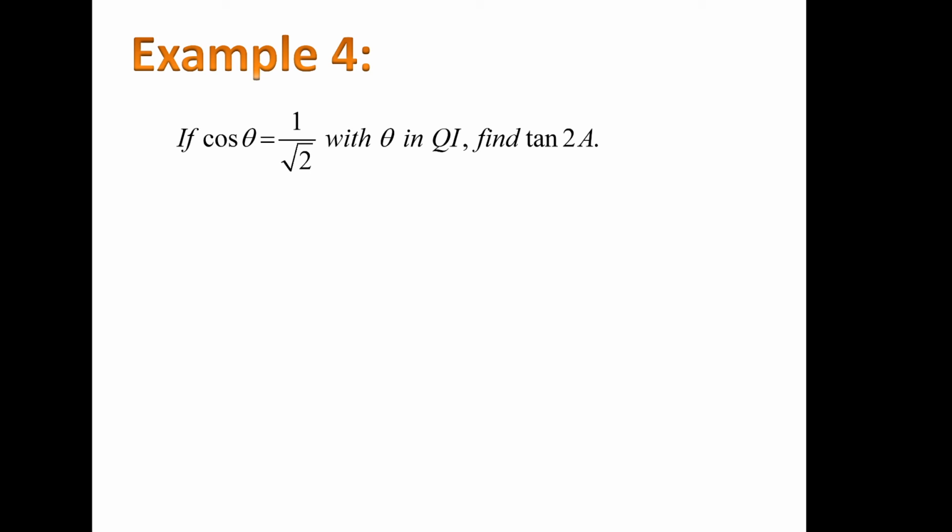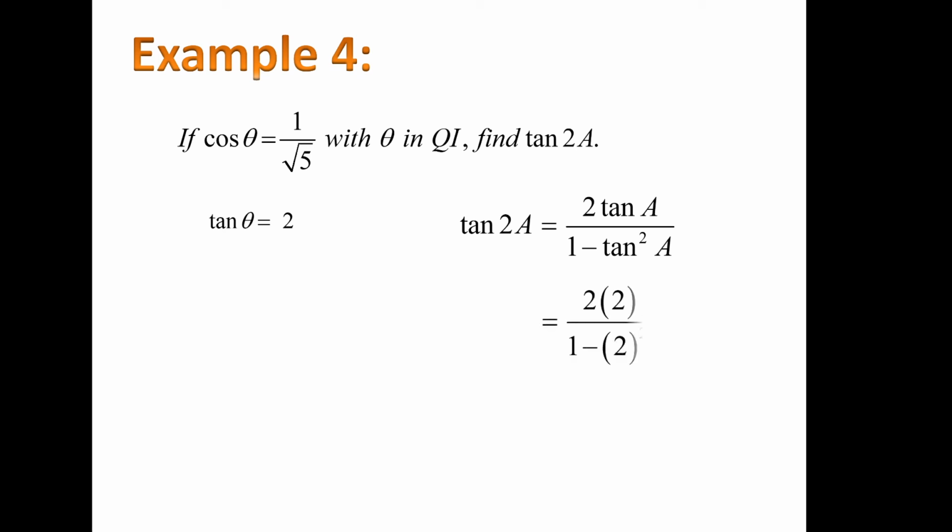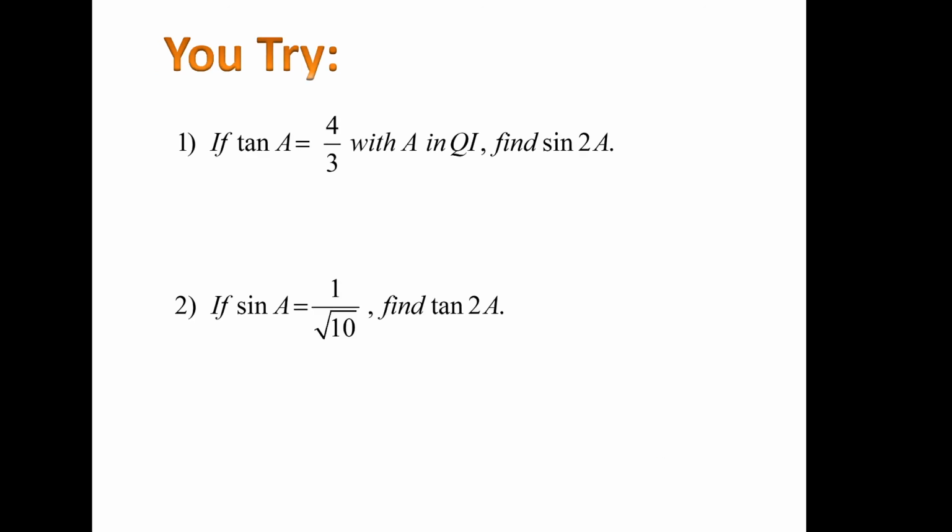Next, cosine of theta equals 1 over root 2 with theta in quadrant 1. Find tangent of 2 theta. Again, find the missing element, find out what sine is. The value of y is 1, so tangent of theta is 1 over 1. Using the double angle identity for tangent, 2 tangent A over 1 minus tangent squared A, plug in the numbers and evaluate, so we get 4 over negative 3, or negative 4/3.